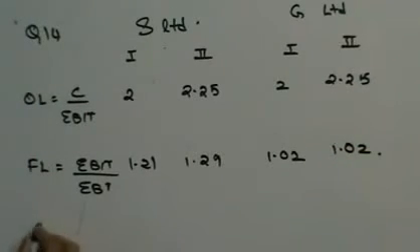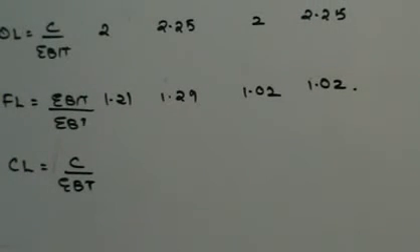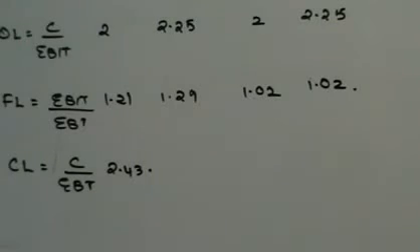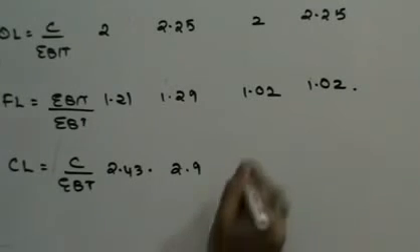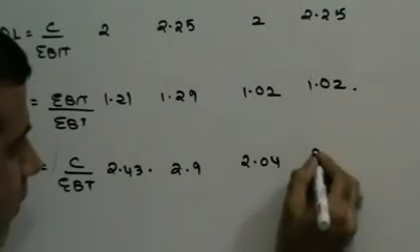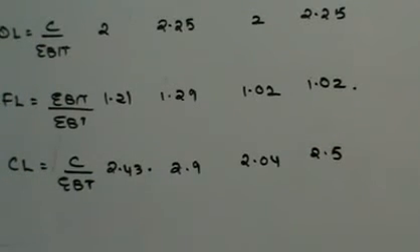Next, let's find out combined leverage. Combined leverage is contribution upon EBT. Contribution is given to you as 1 lakh, EBT is given to you as 41,000. 2.43. Next, in the next case, 2.9. In the next case, 2.04. In the next case, 2.5.